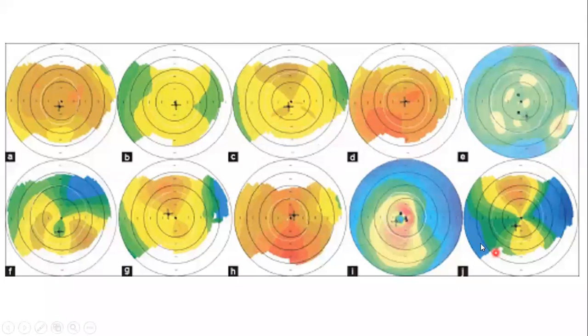So if you can see this picture, this picture is showing that this cornea is flatter in the horizontal meridian. In the horizontal meridian, how do we know that it is flatter? By seeing the color coding. The color here is blue, and blue represents flatter.